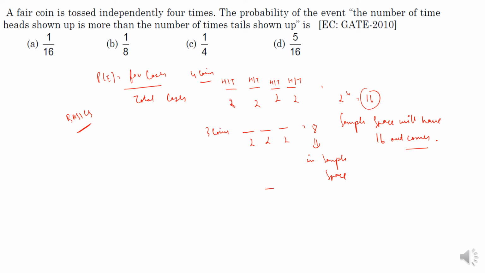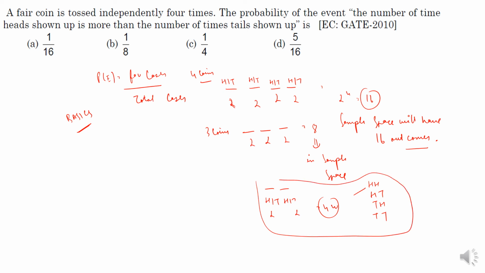What if only 2 coins are tossed? Heads or tail, heads or tail, right? This is 2 ways each, so a total of 4 ways. What are the 4 ways? Head head, head tail, tail head, tail tail. When 2 coins are tossed, these are the 4 ways.